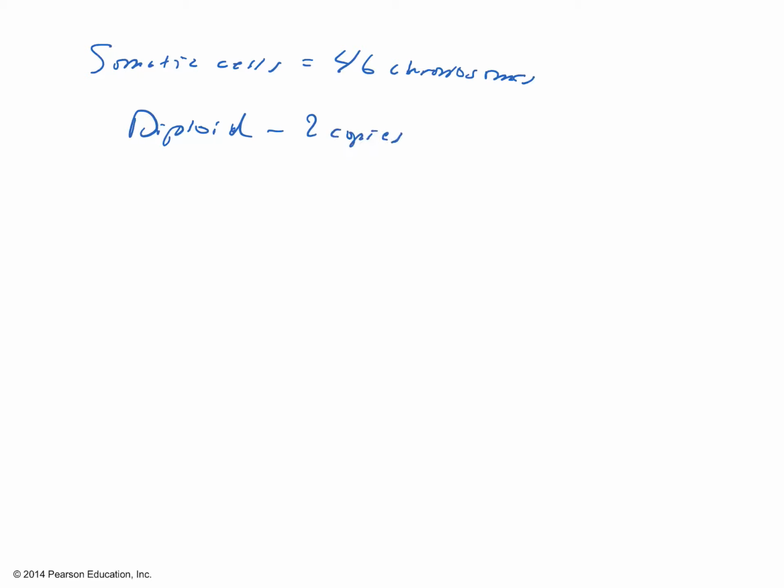So another important definition here relates to this chromosome number. Remember I said that somatic cells have, in humans, 46 chromosomes, or 23 pairs. When we talk about a cell in humans or any species that has two copies of every chromosome, the term for that is diploid. So a diploid cell has two copies of each chromosome.